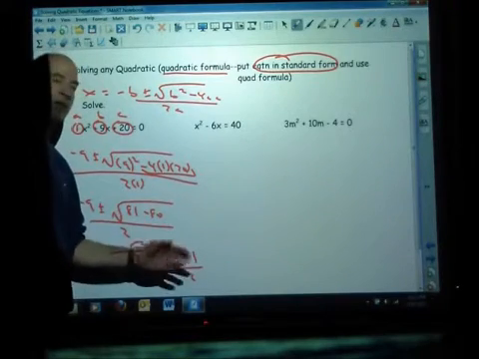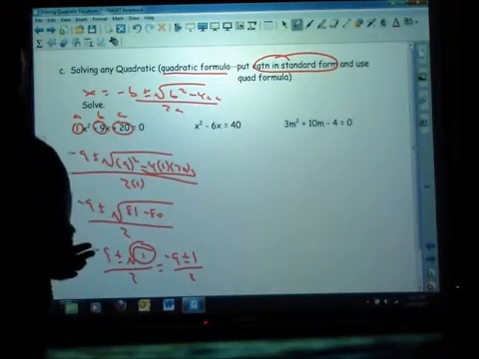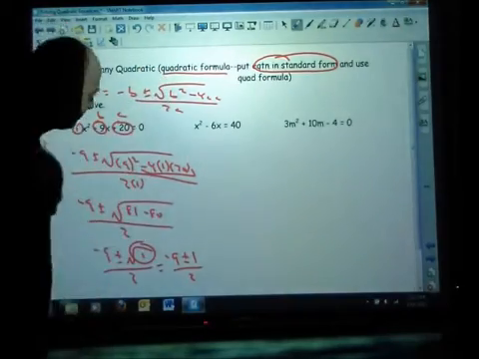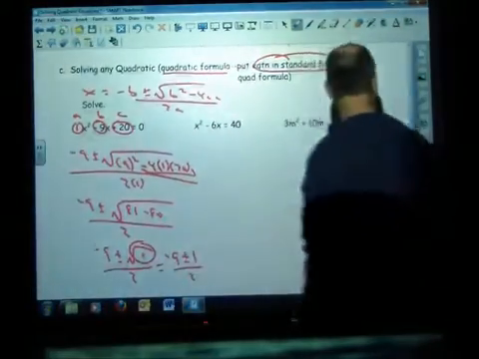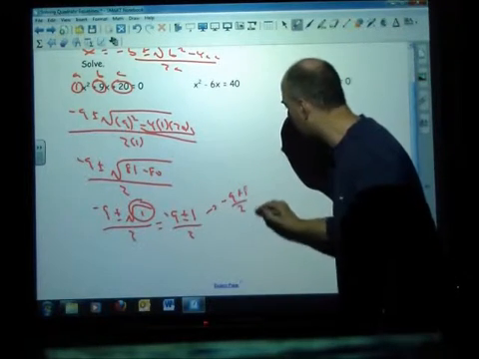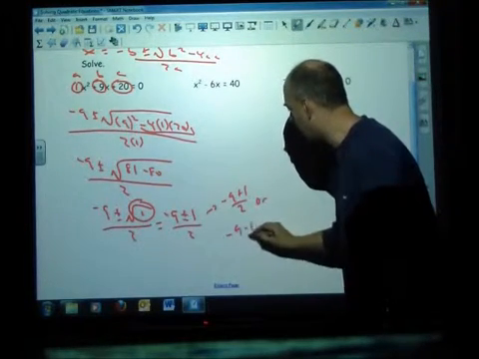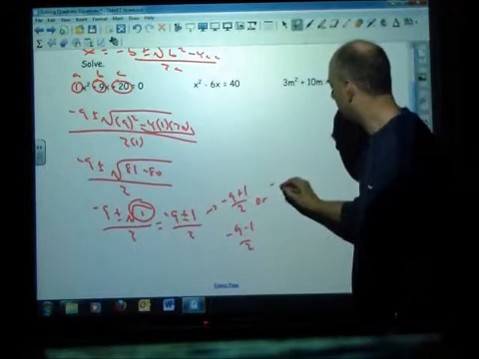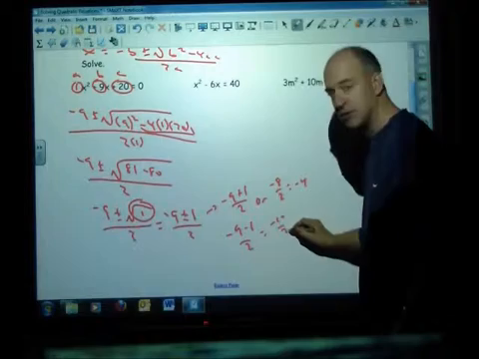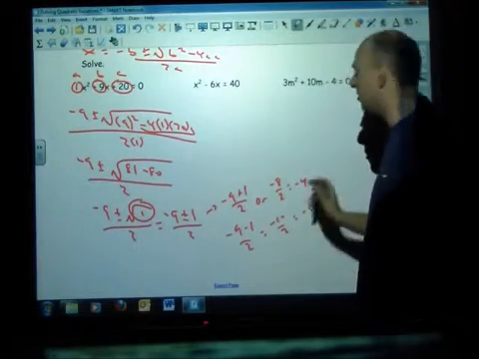The quadratic formula has the plus or minus built into the formula, so it's already considering that there's two sides to the parabola. So what you need to do here then is split this off, negative 9 plus 1 divided by 2, or negative 9 minus 1 divided by 2. Negative 8 over 2 is negative 4. Negative 10 over 2 is negative 5. And there's my answers.